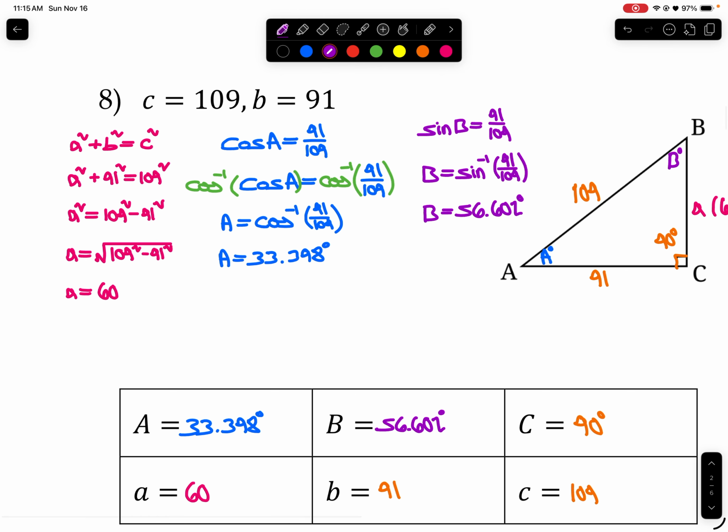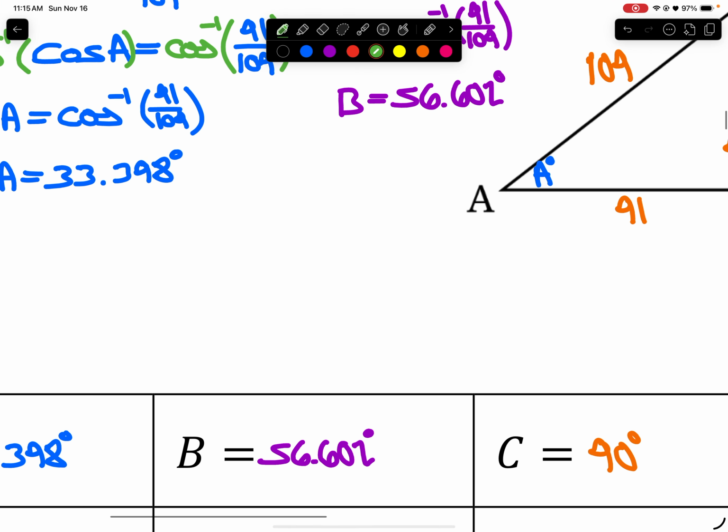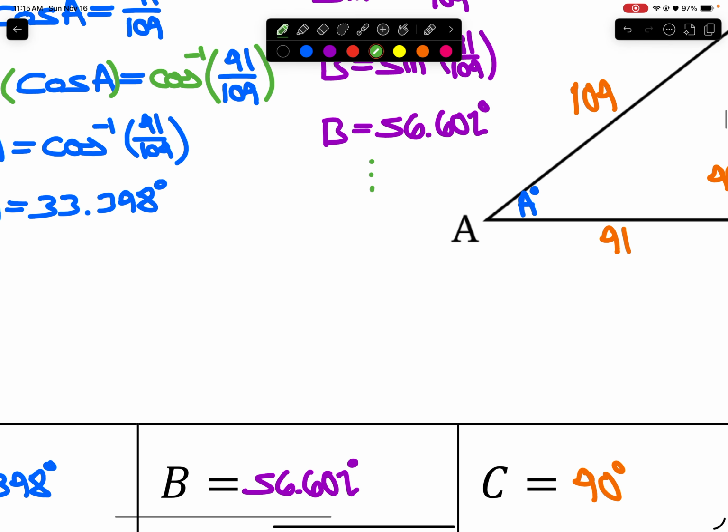Okay, now that's using the actual value. Now, if you want to use the calculated value of A, another option is going to be if you do 180 minus 90 and then minus angle A.